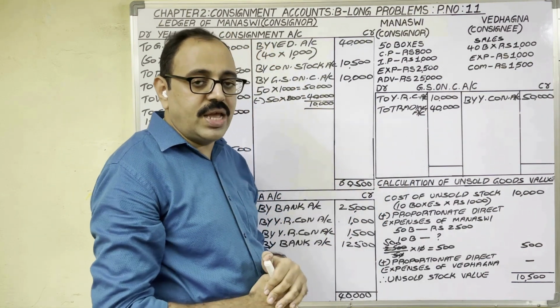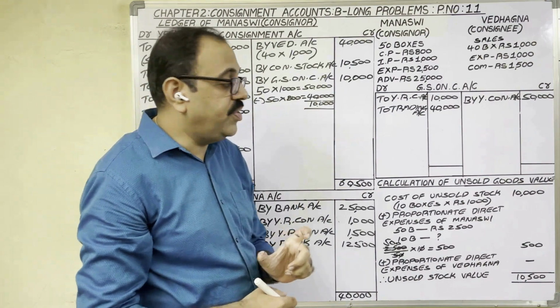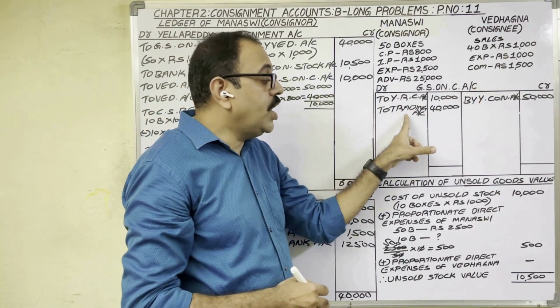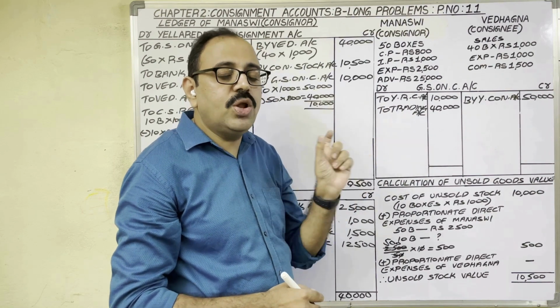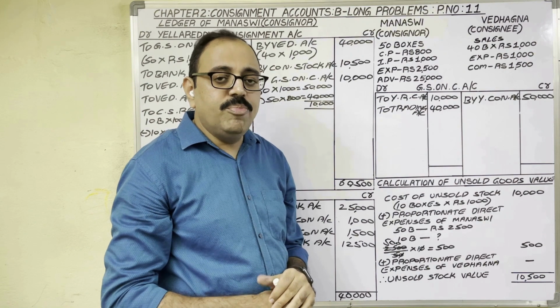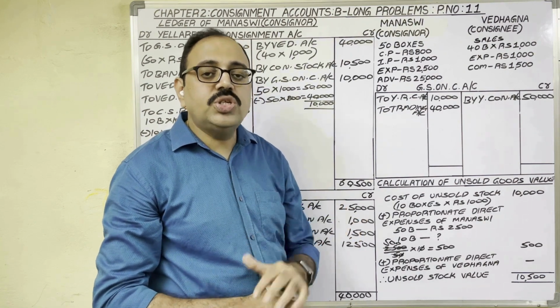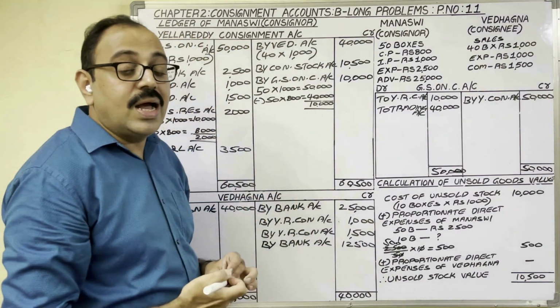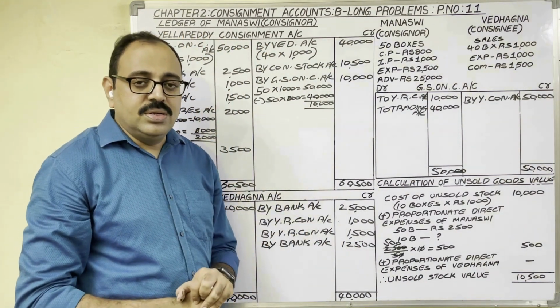If you want to post like this, while writing the journal entry, goods sent on consignment account should be debited, trading account should be credited. So goods sent on consignment account debtor to trading account. Narration: being the entry for unsold stock. Put the totals on two sides. With this, consignor's books completed.